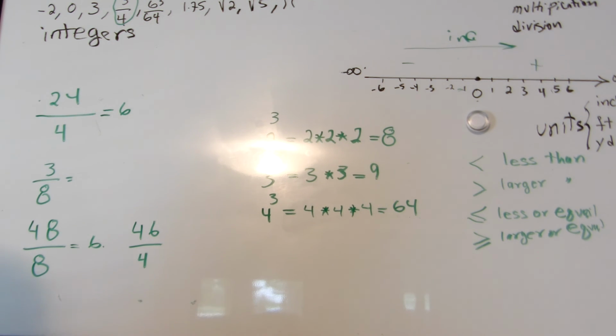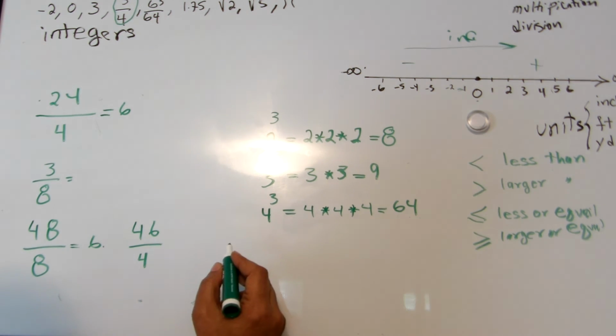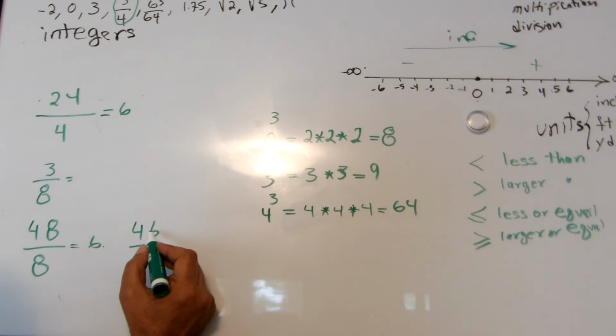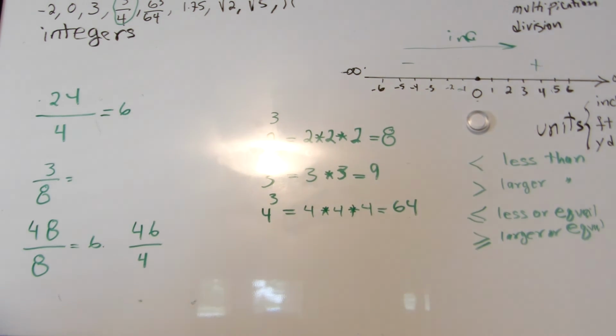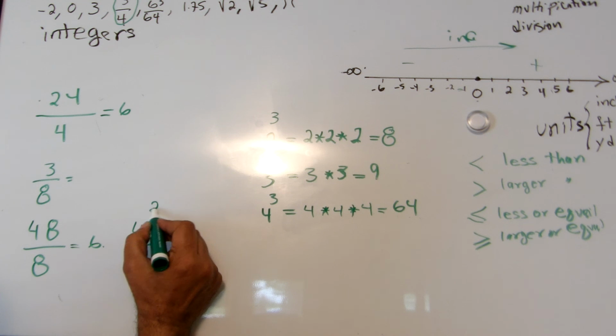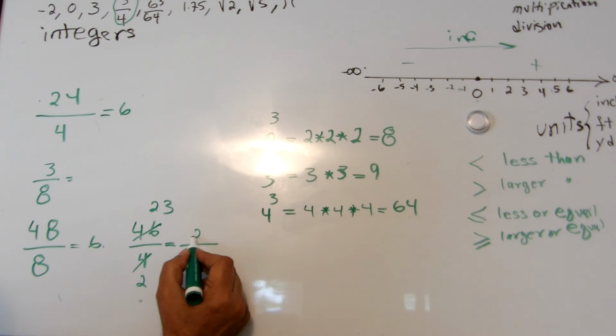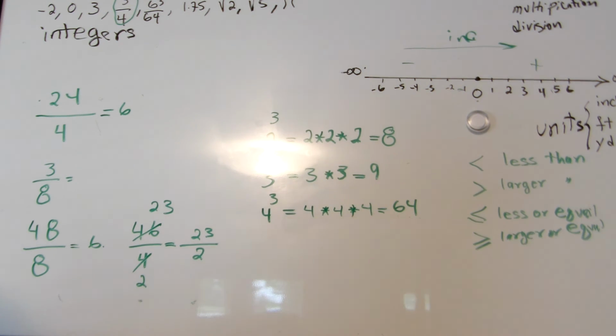What is going to be the result? We simplify. What we do, we say, hey, 46 is divisible by 2, and 4 is divisible by 2 too. So 46 divided by 2 is going to be 23, and 4 divided by 2 is going to be 2, so the result is going to be 23 over 2.